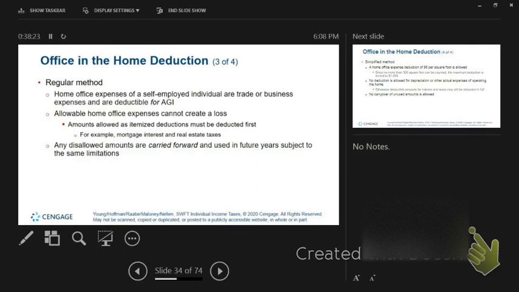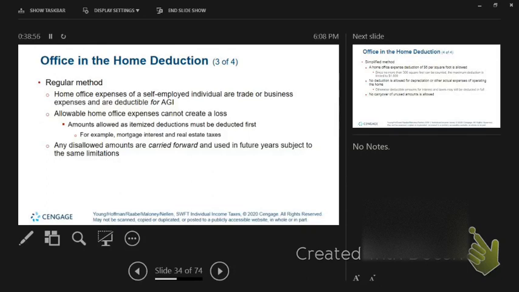All right, so home office if you're self-employed is for AGI. Now, a home office cannot give you a loss. All right, a home office cannot give you a loss. Disallowed amounts can be carried forward and used for future years. Now, your mortgage and your taxes are going to be used at that same percentage, like if it's 120 square feet, based on your total square footage in your house, and then you've got to take that amount off your total mortgage and your taxes that you then itemize.